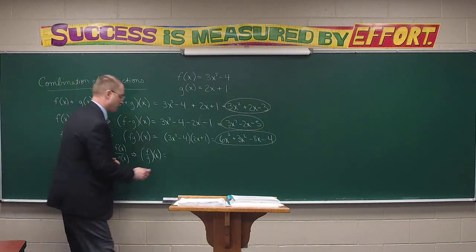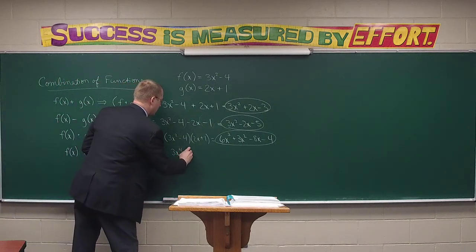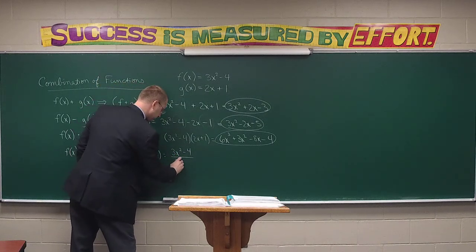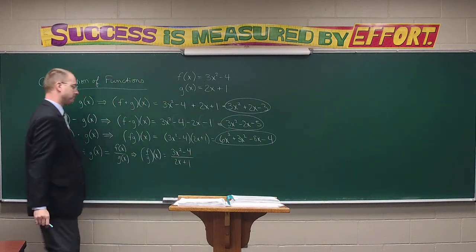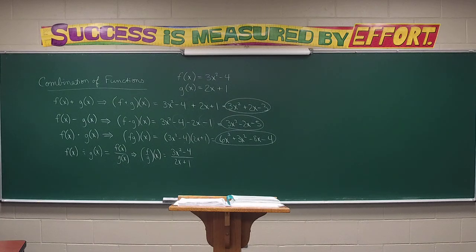And so I'm going to take the 3x squared minus 4, and divide it by the 2x plus 1. And it doesn't actually divide out evenly, so I'm done. If I could factor and cancel, I would. Does anything factor? No. Then does anything cancel? No. No, I'm done. It's that.